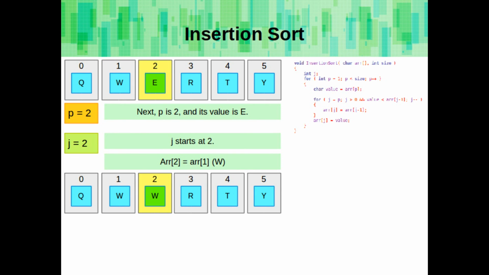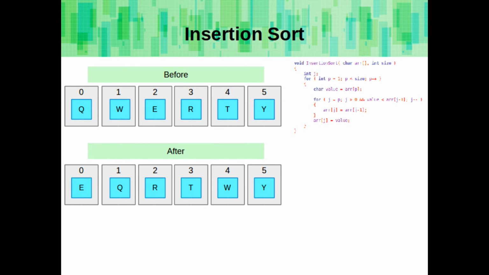Next, p is 2, and its value is e. J starts at 2. It will swap the value of the array at position 2 with the value of the array at position 1. So now the array at position 2 will equal w. Afterwards, j is 1. It sets the array at position 1 to the value of the array at position 0. So now, array at position 1 is q. Then, once the j for loop is done, j is now equal to 0, and the value of the array at position 0 is set to e, which was stored earlier. And this algorithm continues until the array is sorted.